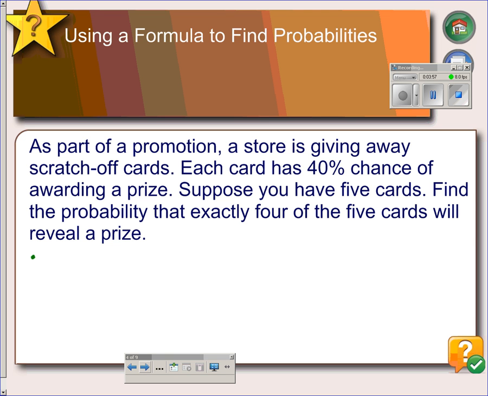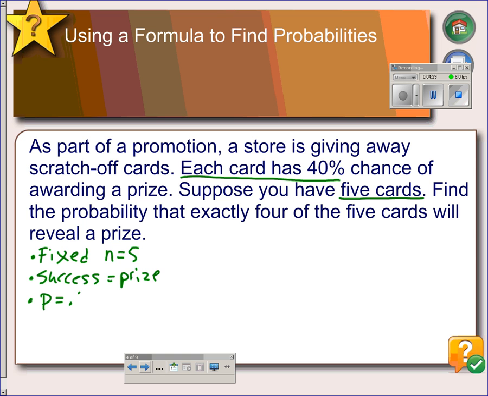Do we have a fixed number of trials? And the answer is yes, because we have 5 cards. Do we have success and failure? And the answer to that is yes. A success would be one with a prize. Third question, does the probability of success remain constant throughout? And it said right here, each card has a 40% chance of success. So p is 0.4.